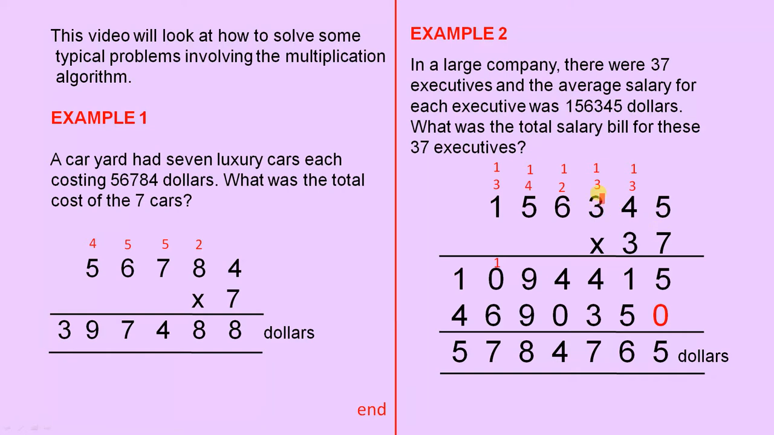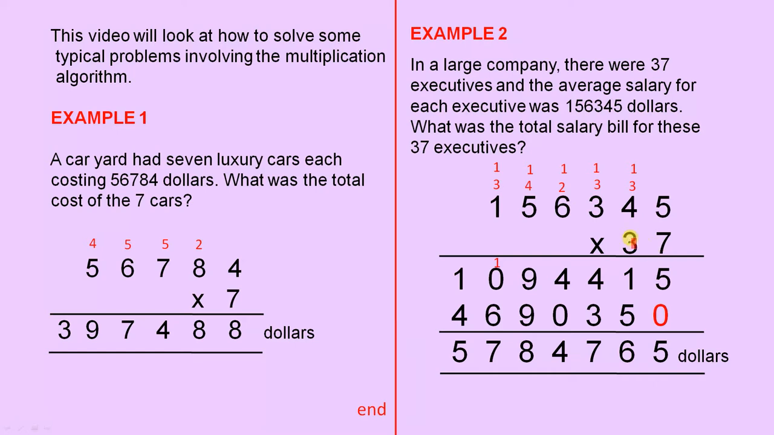7 threes are 21, plus 3 is 24. There's the 4 and there's the 2. 7 sixes are 42, plus 2 is 44. There's the 4 and the other 4. 7 fives are 35, plus 4 is 39. There's the 9 and there's the 3. And 7 ones are 7, plus 3 is 10.